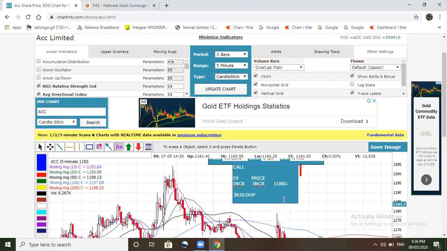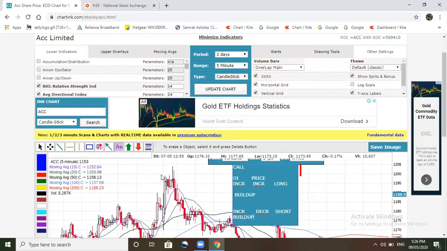Then if OI is increasing and price is decreasing, then we can say there is a short build-up. So when short build-up is there, stock will go down. When long build-up is there, stock will move up.